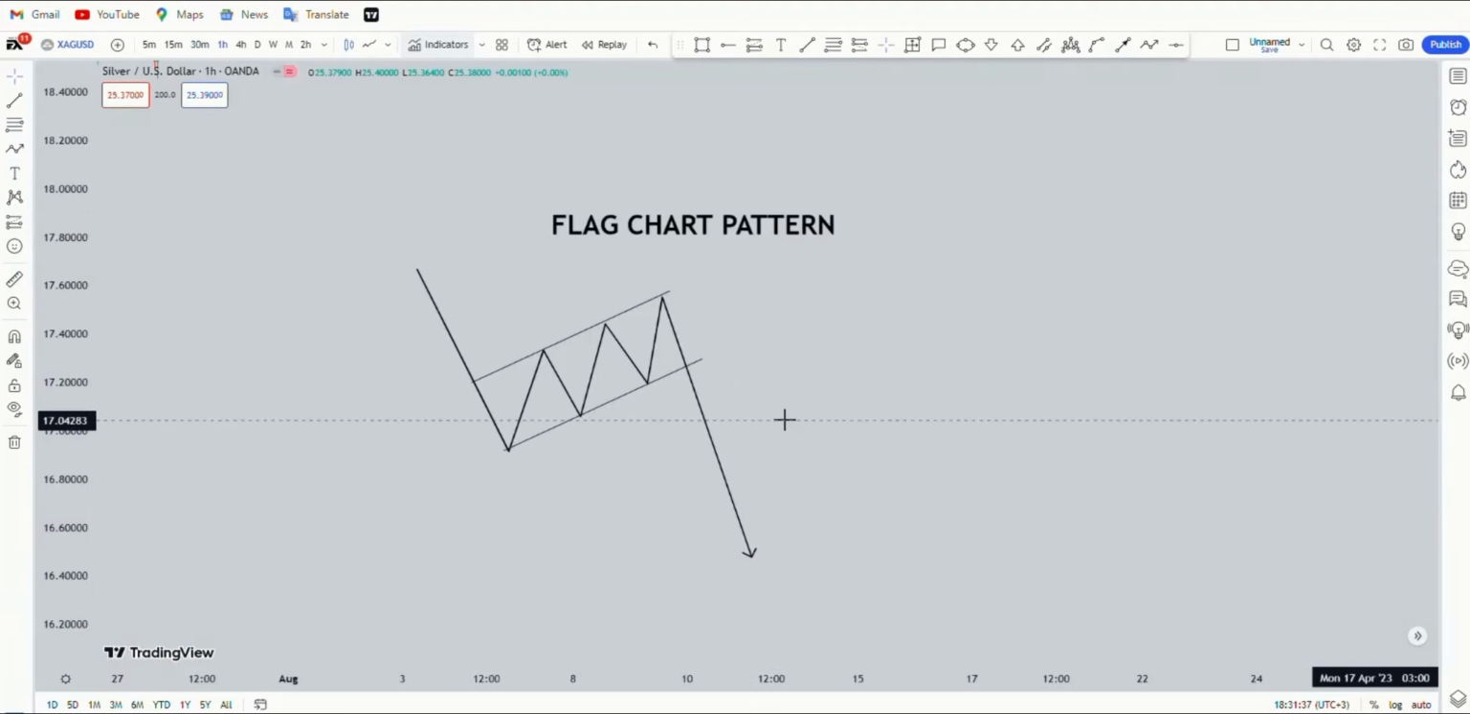So next we got a flag chart pattern, guys. With flag chart patterns, you know that a flag is a continuation pattern, and whenever you see a flag in a trending market, you just mark which form that flag is in.